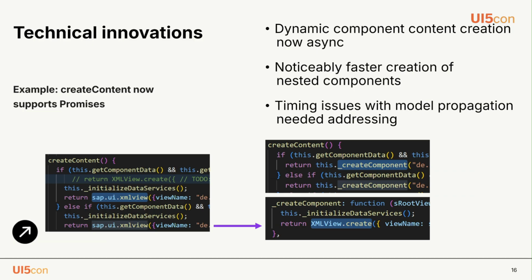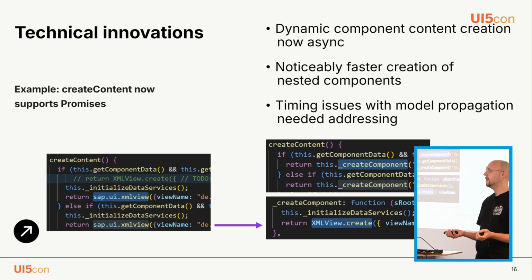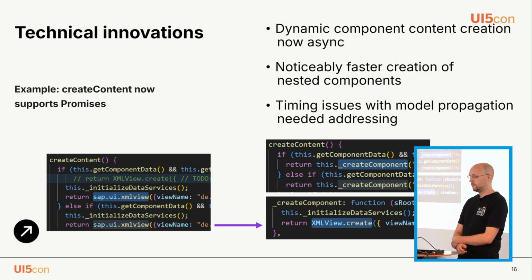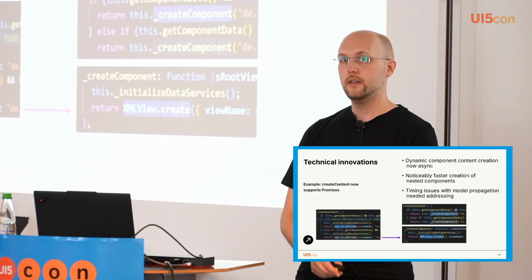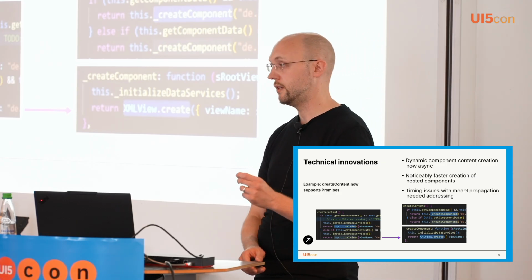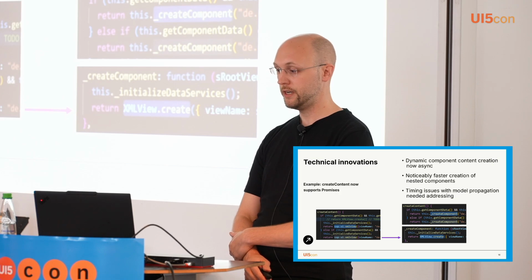And in 184, the create content method of the component couldn't return promises. So we had to use the synchronous sub-UI XML view method, and I wasn't really happy about that. Now, post-upgrade, create content does return promises. So now we can use the asynchronous XML view create method. And not only did this make me happy, it also sped up our component instantiation. The app loaded noticeably faster, which was really great.